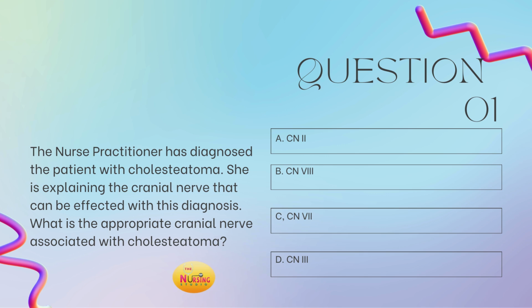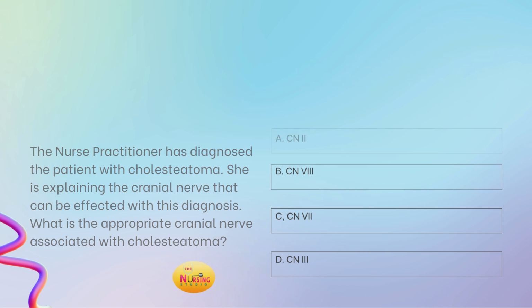But this can affect the facial region, so of course that is cranial nerve 7. So this is more of a knowledge based question. Just make sure you know when you see cholesteatoma or the cauliflower-like growth that you think of facial cranial nerve 7. So your best answer is C. Okay.